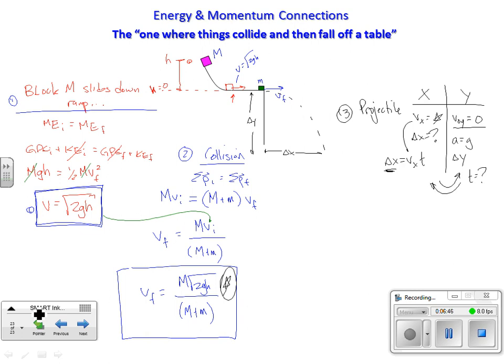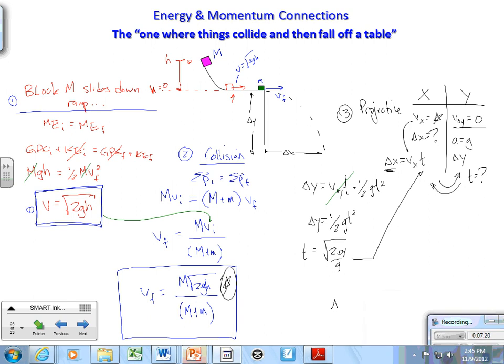And then use that same time back over there. So here's what I would say. Delta y is v naught y t plus 1/2 g t squared. Since v naught y is 0, that goes away. Delta y is 1/2 g t squared. Therefore, t is the square root of 2 delta y over g. All that stuff goes in there.